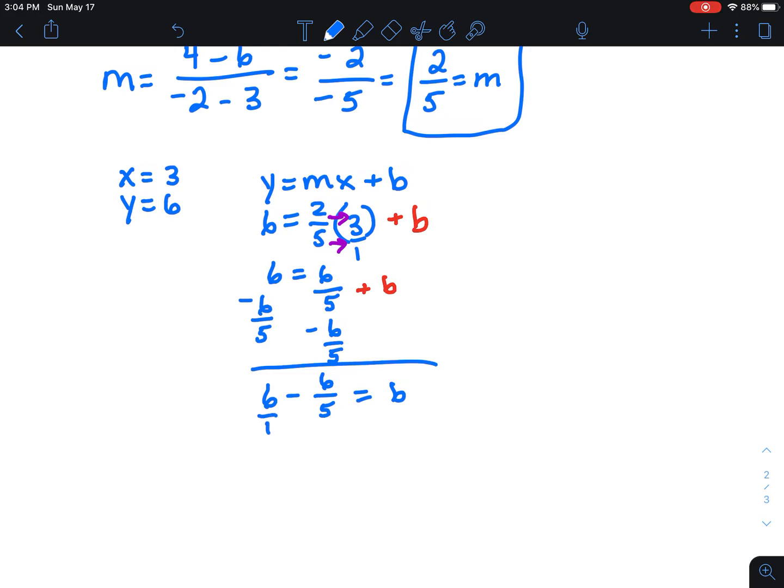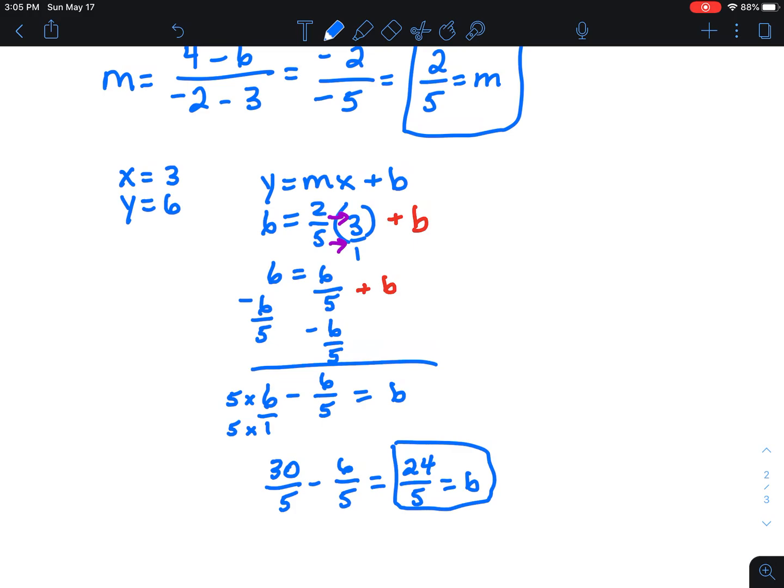Well, remember that 6 is the same thing as 6 over 1, right? And if we need to change the denominator to a 5, then we need to multiply it by 5. And if we multiply the bottom by 5, we have to multiply the top by 5. That's how we change a number into a fraction. So 5 times 6 is 30, 5 times 1 is 5. So 6 is the same thing as 30 over 5. And 30 over 5 minus 6 over 5 is 24 over 5. I don't think we can simplify that. 24 over 5 is our b.